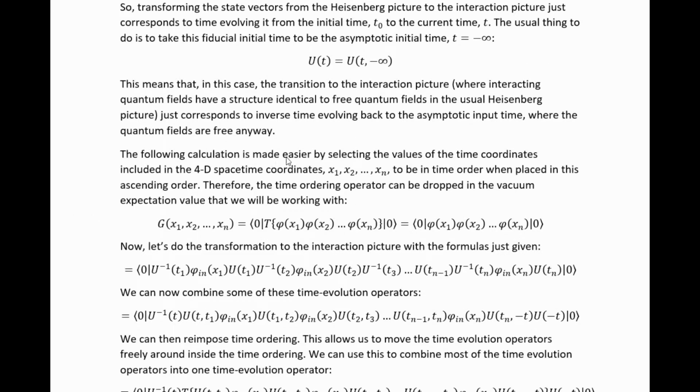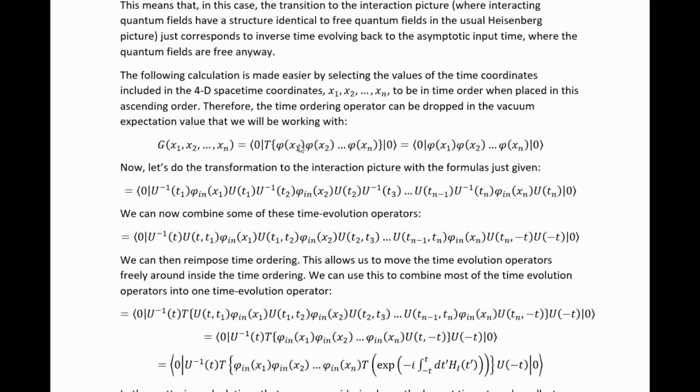The following calculation is made easier by selecting the values of the time coordinates included in the 4D spacetime coordinates x1 through xn to be in time order when placed in this ascending order. Therefore, the time ordering operator can be dropped in the vacuum expectation value that we are working with. Now, I'm going to do this calculation with just the x's and not the y's, just to make the notation simpler. You can easily relabel some of the x's to be y's or add y's, and it affects nothing. It's just what you're calling the coordinates. And I'll do that when I substitute the result back into the LSZ reduction formula to get the final result.